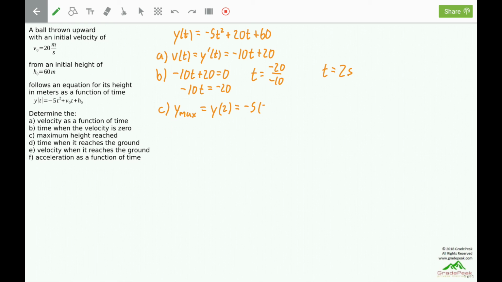That'll be negative 5 times 2 squared plus 20 times 2 plus 60. So negative 5 times 2 squared is a 4, plus 20 times 2 is 40, plus 60. Negative 5 times 4 is negative 20, plus 40 plus 60, which added together would give a plus 100. Negative 20 plus 100 will come out to 80, and that'll be in distance units of meters.